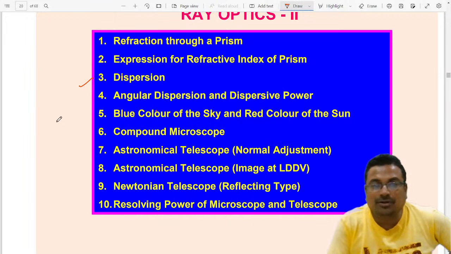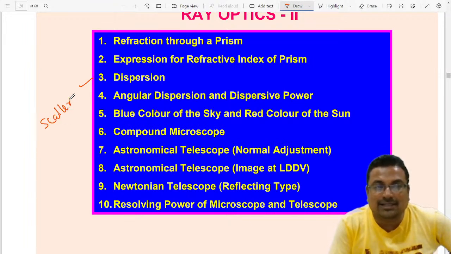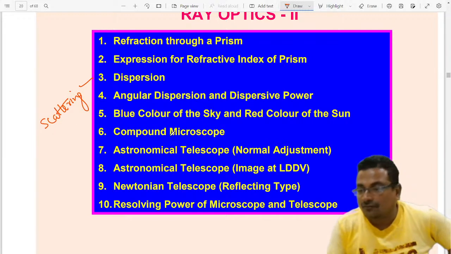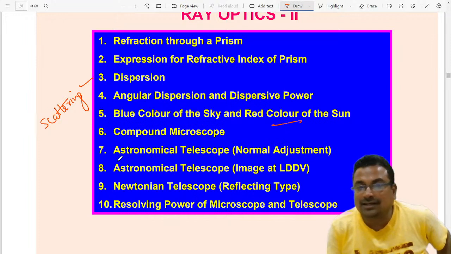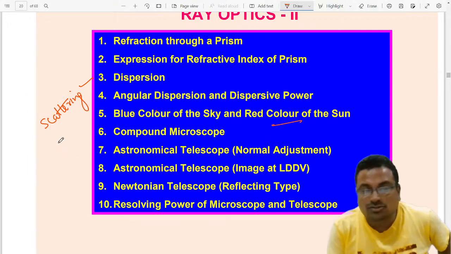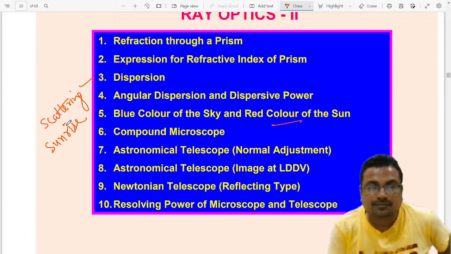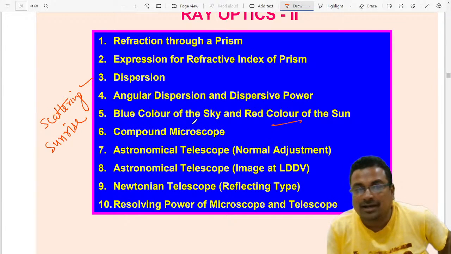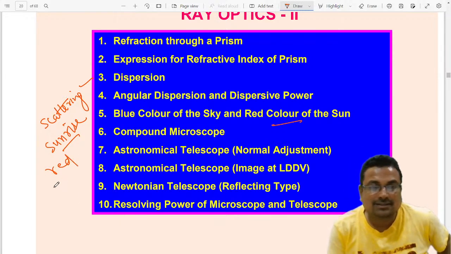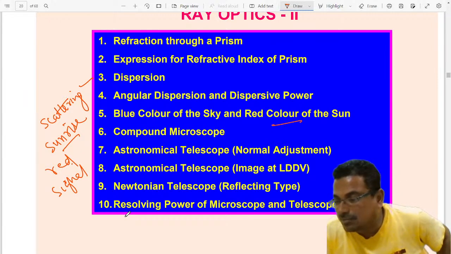The blue color of the sky is because of the scattering of light. Scattering is the splitting of light in all directions. Once again, we are recapitulating the things. The red color of the sun during sunrise and sunset is also because of scattering of light. The light travels a larger distance, the blue color is totally scattered away, and the red color reaches our eyes. Danger signals are also red because red color is scattered less.